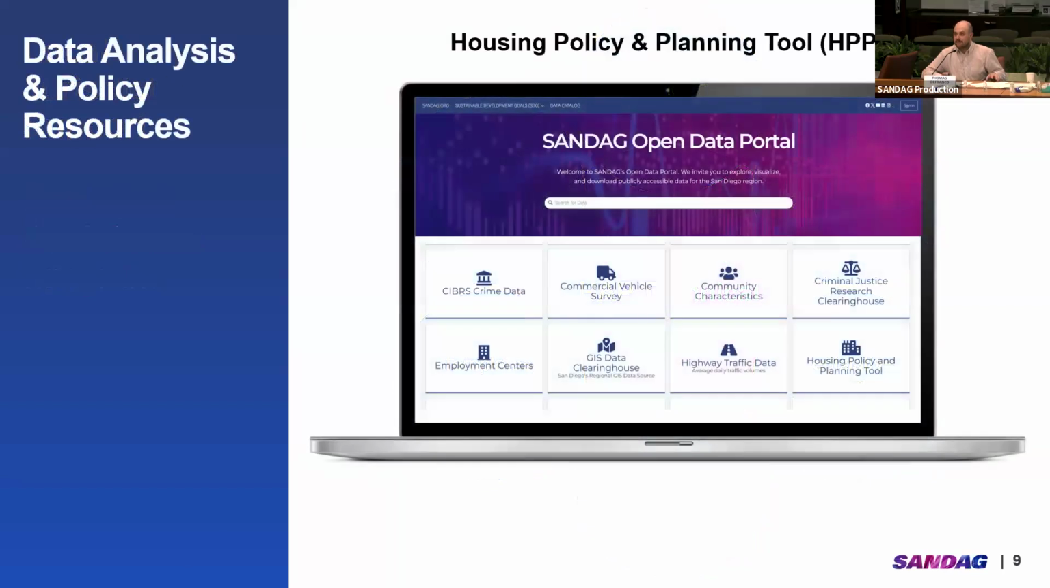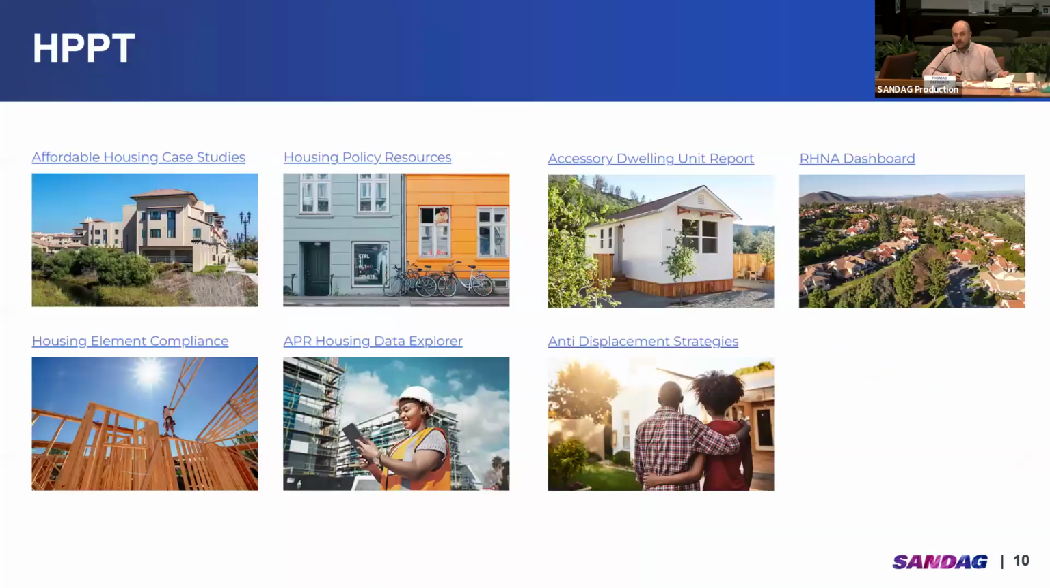To support our next core strategy of data analysis and policy resources, SANDAG developed our Housing Policy and Planning Tool, or HPPT. SANDAG's HPPT is meant to be our online housing resource hub for policymakers, staff, and the public to support the implementation of housing elements. Since we started development of this tool last year, we've been actively engaging with jurisdiction staff to develop this in a way that supports your needs.